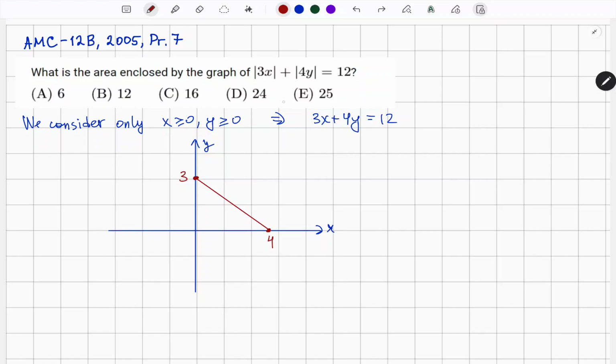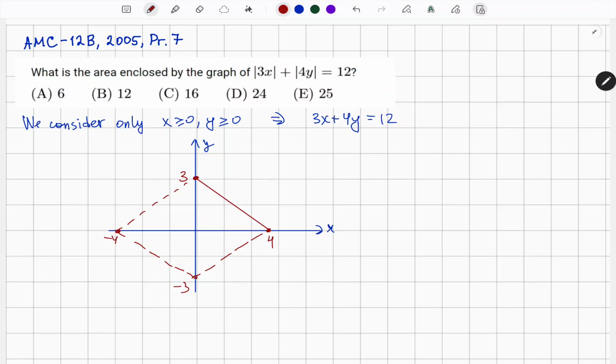And then, as I said, the other parts of the graph are just symmetries. Symmetries are due to the absolute values. So the other part of the graph looks like this. It comes to -4. This is -3, and this is 4 again. So it's a diamond. Yeah, it's a rhombus.